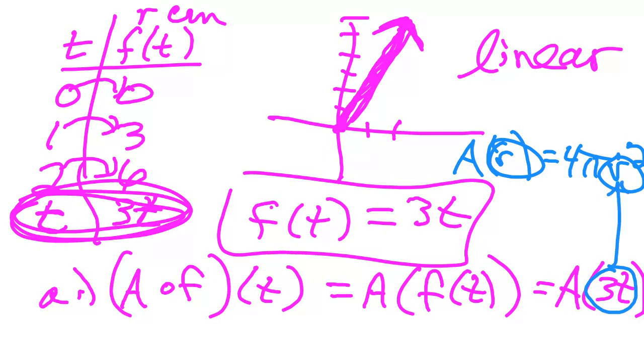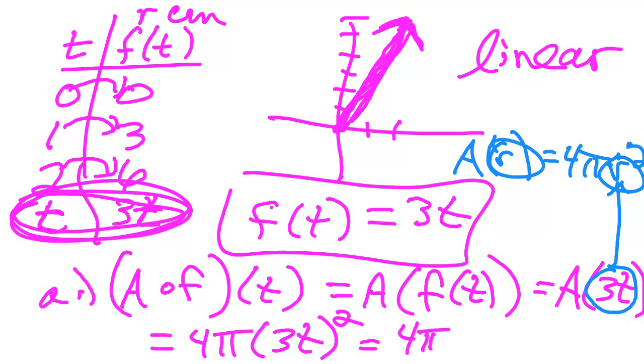So basically, this is going to equal 4 pi times 3t quantity squared, right? And when I square that quantity, it's going to be 4 pi times 9t squared, which is 36 pi t squared. Always keep the constants together.